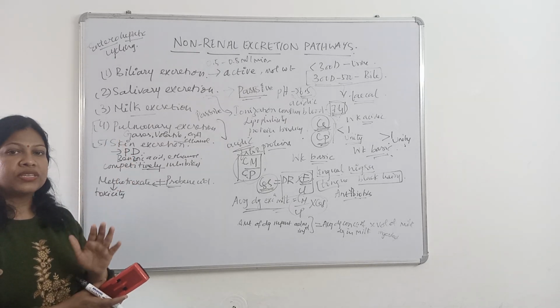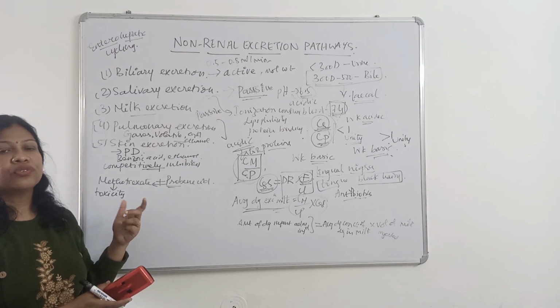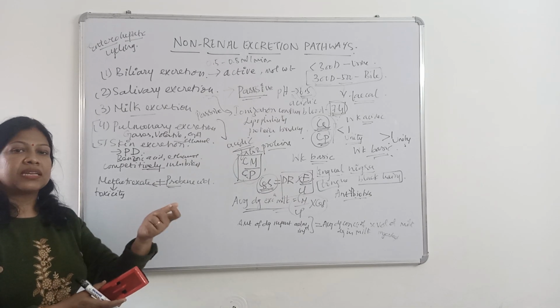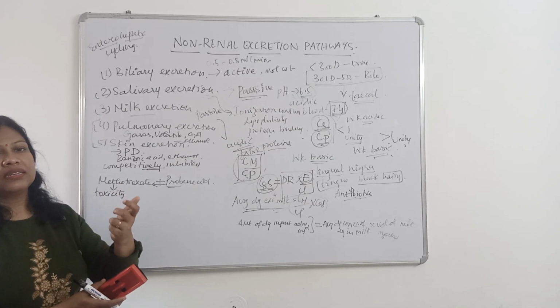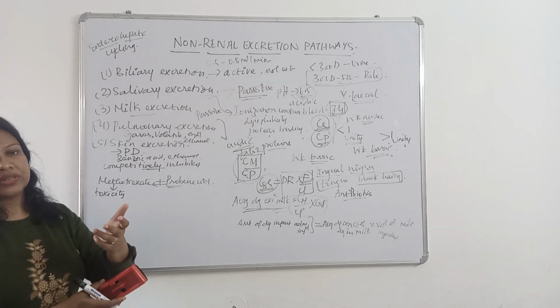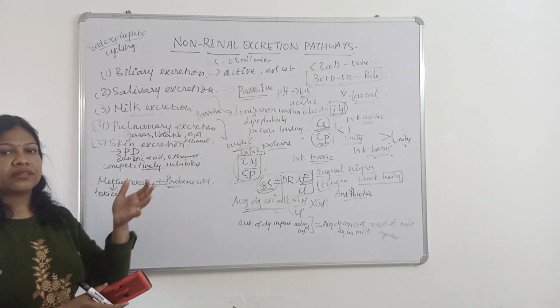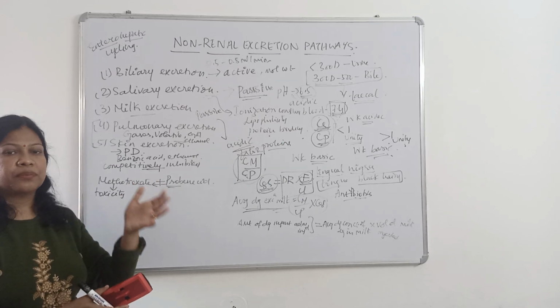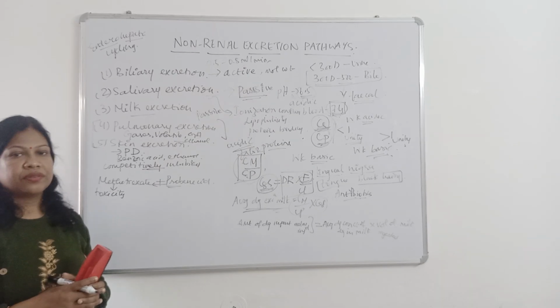So you must remember all these points for competitive exams, and for short notes, it may be asked like write notes on non-renal pathways. Then you have to mention that other than the kidney, the organs responsible for excretion are, list out all the five: salivary excretion, biliary excretion, milk excretion, pulmonary excretion and skin excretion. Then explain one by one.